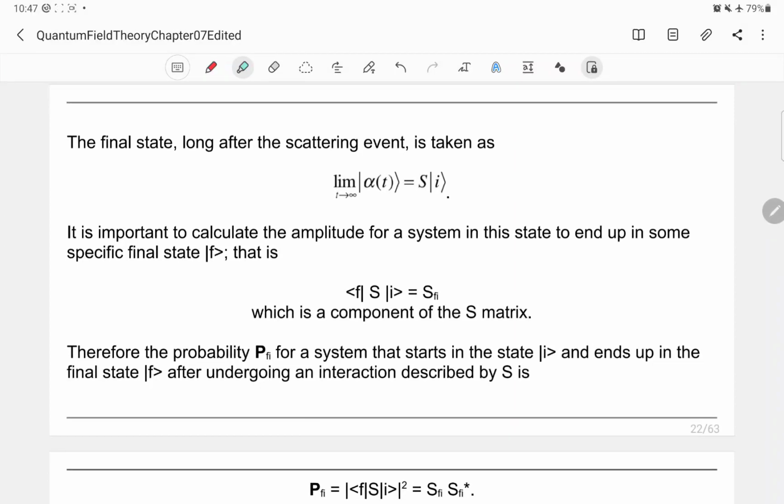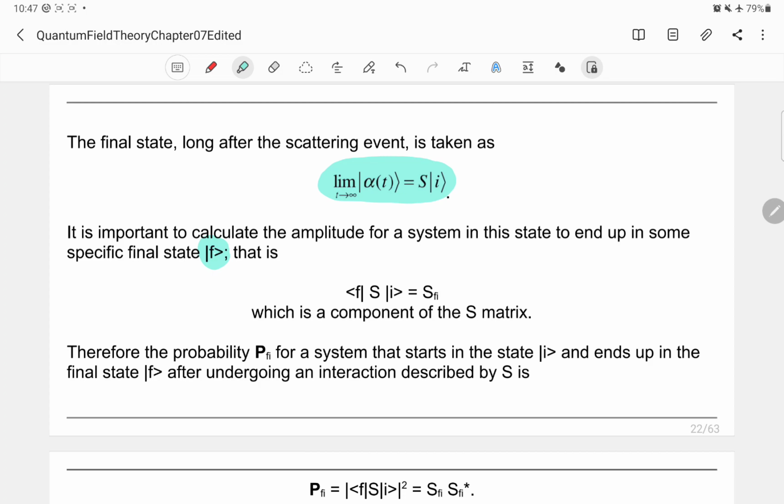So the final state, long after the scattering event, will be the limit of alpha of t at t going to infinity. This will just be this one here. This is the S matrix acting on the initial state. It is important to calculate the amplitude for a system in this state to end up in some specific state, which is the final state.